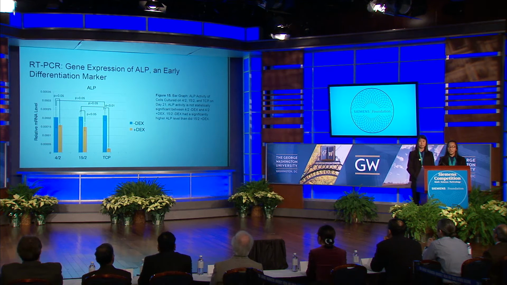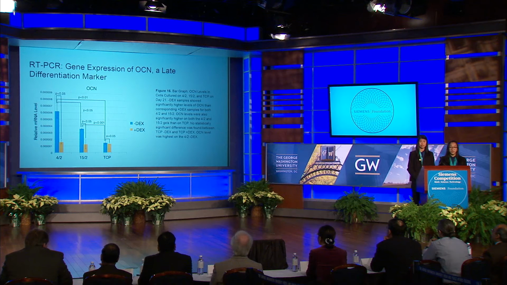ALP is an early differentiation marker of odontogenesis, and as you can see from Figure 15, ALP activity levels of cells cultured on the 15-2 minus Dex gel is significantly higher than that of cells cultured on the 15-2 plus Dex gel. This indicates that the cells are differentiating and that on a higher fibrinogen concentration, the minus Dex gel is able to enable upregulation of ALP.